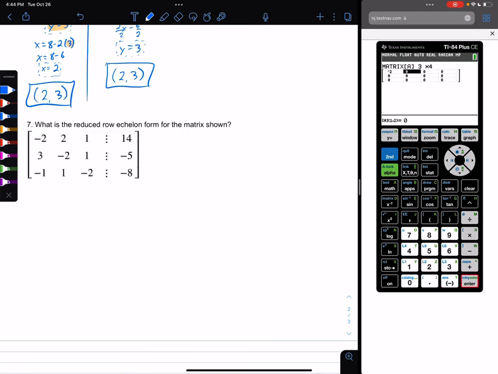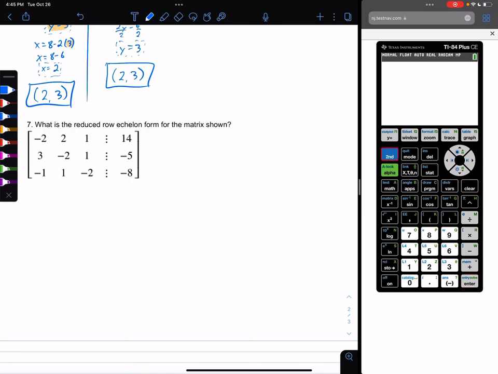So -2, 2, 1, 14. Try that again. 14, 3, -2, 1, -5, -1, 1, -2, and -8. So always check your matrix, make sure that you did it correctly, and to do that very easily, you hit second, matrix, enter twice, and then make sure this matches up. All right, so everything matches up, so we're good there.